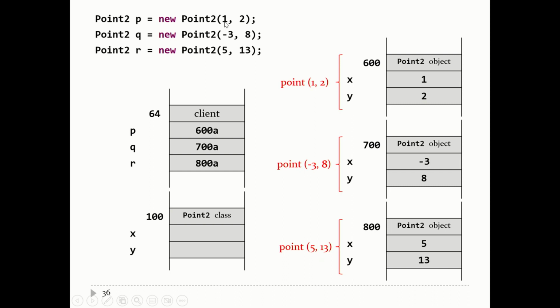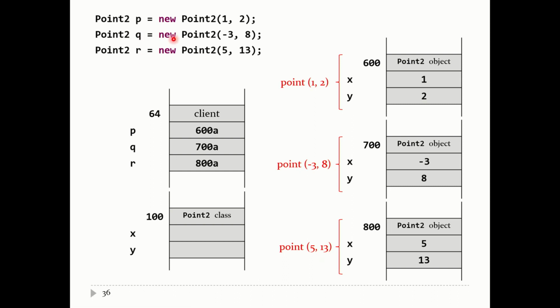Now the constructor runs. So this constructor sets the coordinates of the Point2 object to 1 and 2. So that becomes 1 and that becomes 2. And then finally, all of this returns the address of the object. So the reference p stores the address of that newly created Point2 object. So it's 600A. Remember, the A indicates that it's an address. And then the same thing happens for q and r.